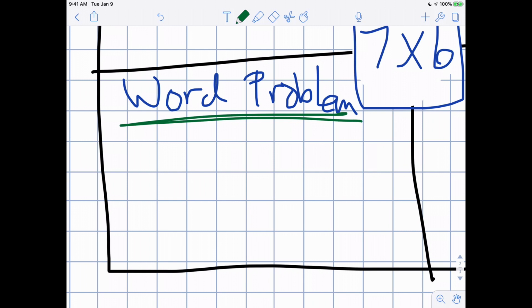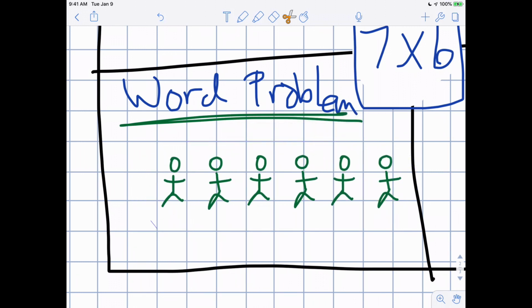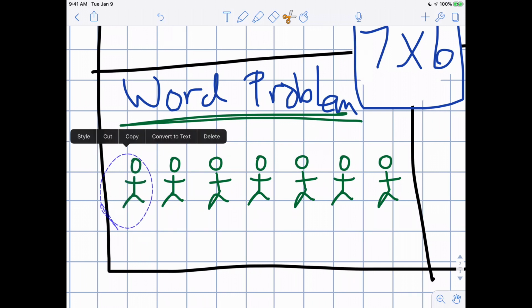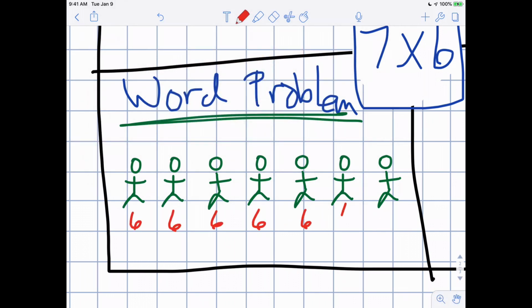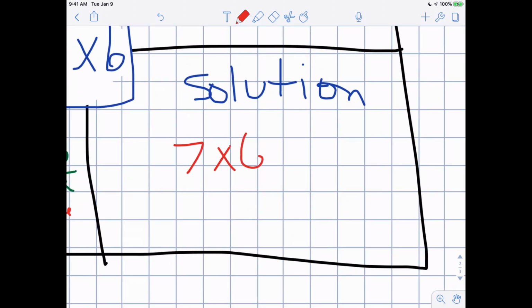An idea might be, we've got 7 girls, and let me make this go a little faster. 7 girls, copy, paste, copy, and paste. And let's squeeze in one more girl. And then the idea would be, if we have 7 girls and each girl has $6, how much money do they have in all? So that would be an example of a word problem. And then of course the solution, we want to see something along the lines of 7 times 6 is 42.